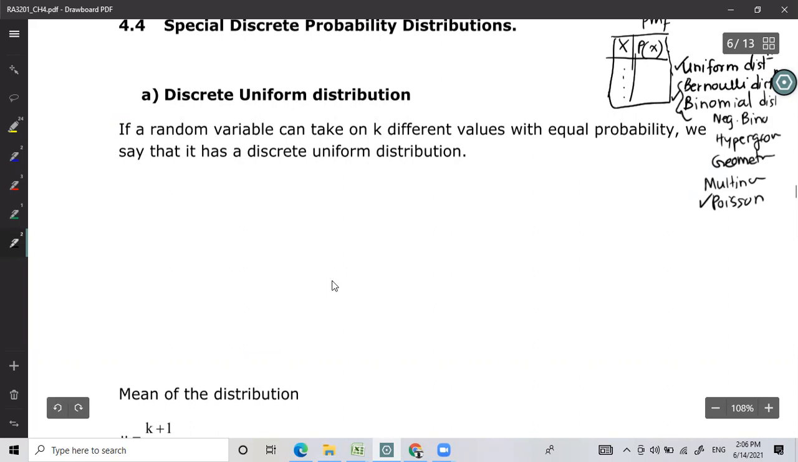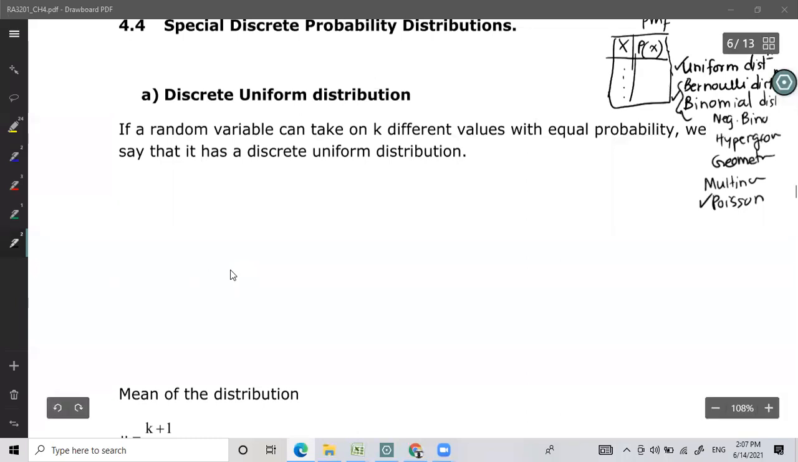Now by looking at the name, you can identify why we call it uniform. What is the meaning of uniform? When you say uniform, what does that mean? Any idea? You have uniforms for schools. What does that mean? Evenly distributed. Yes, it is common for everything, right? When you have a uniform, it is the same for everybody. So that is the idea.